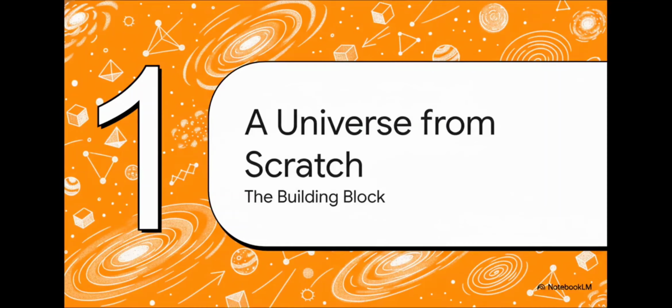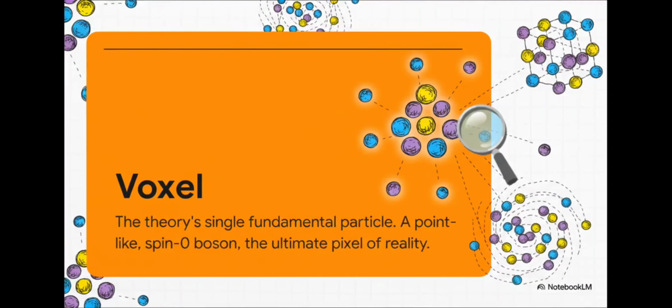Okay, so let's think about this. If you're going to build a universe from scratch, what's the very first ingredient you need? Well, this theory starts with the most fundamental building block you can possibly imagine. They call it a voxel. And honestly, the best way to think about it is like the ultimate pixel of reality. You know how your screen is made of tiny pixels? The idea here is that reality itself is made of these voxels.